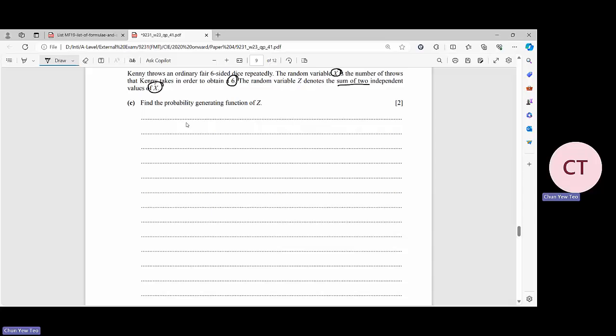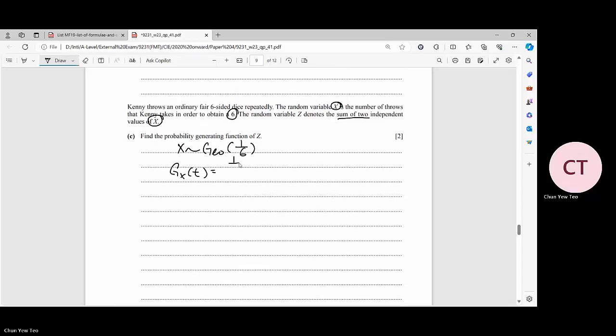So first of all, we need to define X as a geometric distribution, because it's throw until you get the 6. So the chance to get a 6 is 1 over 6. So the G_X(t), the p is 1 over 6 from the result that we have earlier. So this one is 5 over 6. Then you can get this one as (t/6)/(1 - (5/6)t).